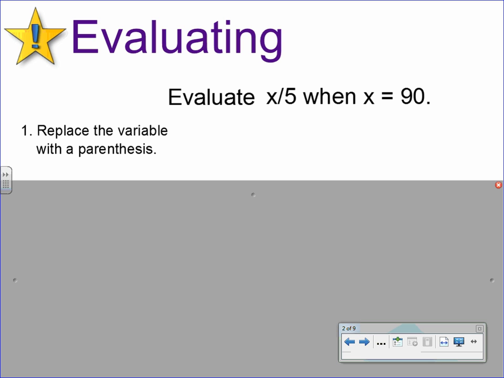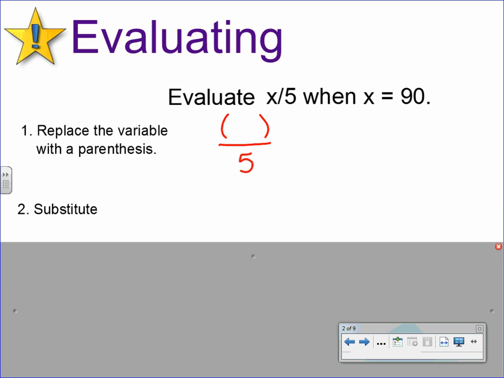A good way to substitute is take your variable out. So I'm going to take my x out, and I'm just going to put a parentheses in its place. That parentheses is like a placeholder now. I can substitute anything I want in there. Parentheses are going to be important too, because eventually when you have fractions and exponents and negative numbers, the parentheses will make a difference when you type your number in the calculator, whether it's going to be right or wrong. So we replace the variable with the parentheses, and then we substitute.